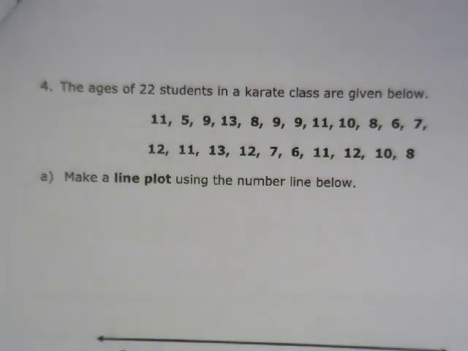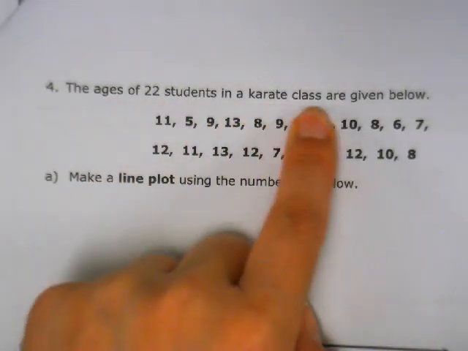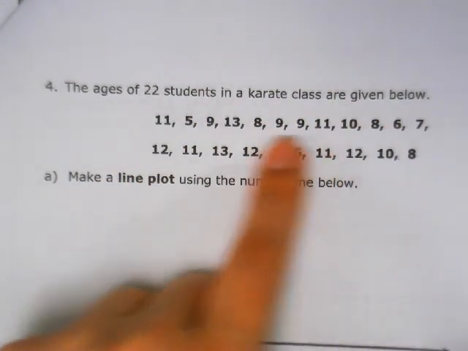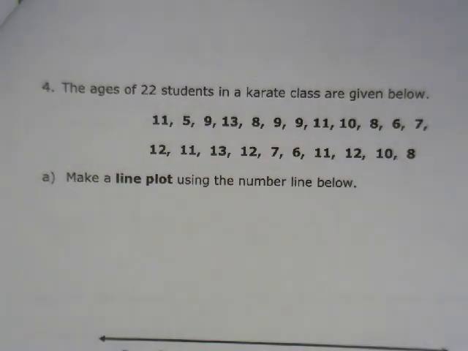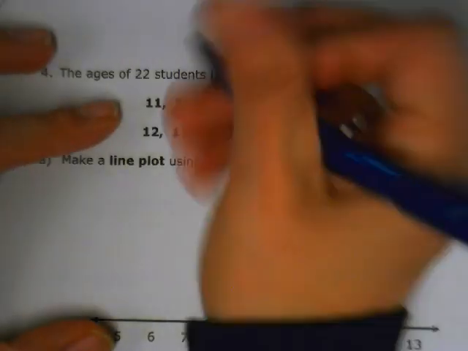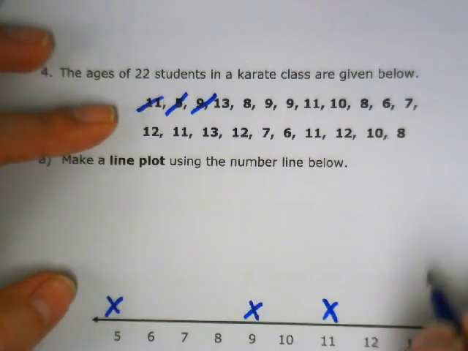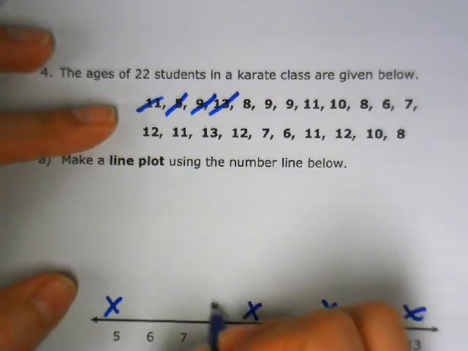Okay, Gio, it's the one with the most X's. Okay, the ages of 22 students in karate class are given below. So these are all the ages in that class. Make a line plot using the numbers below. So again, we're just going to graph 11, 5, 9, 13, 8.